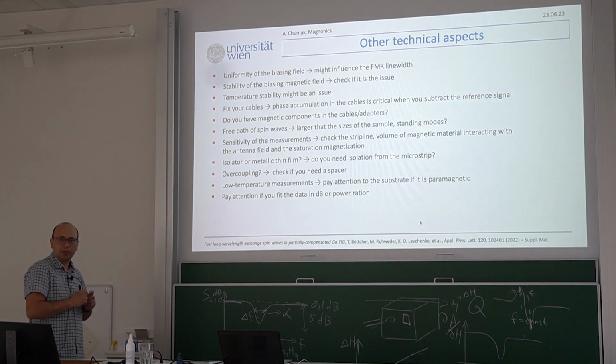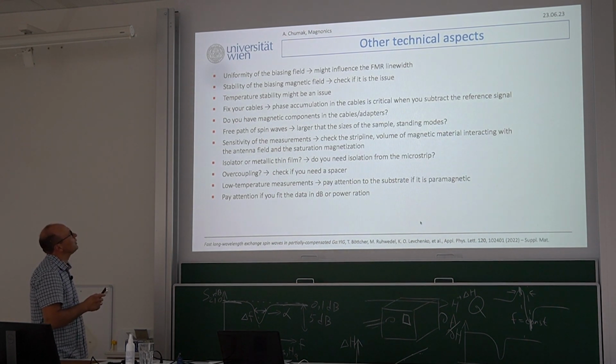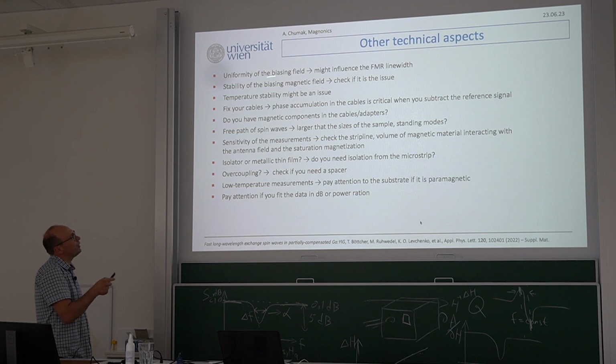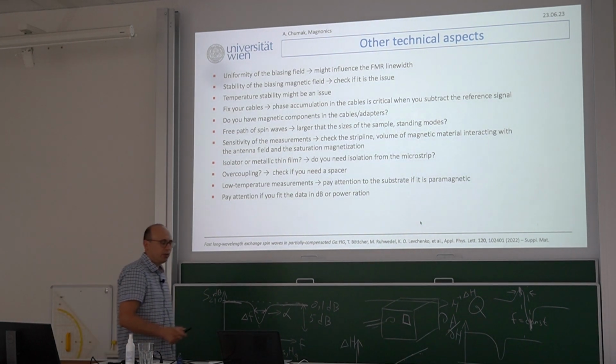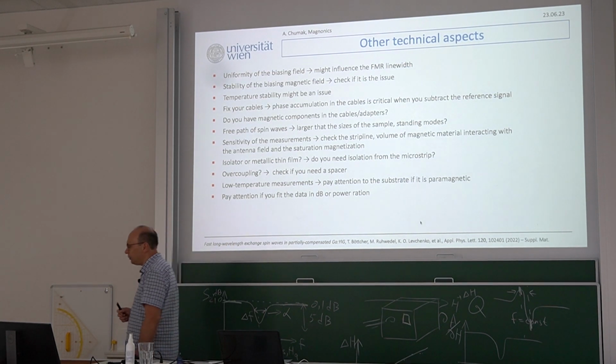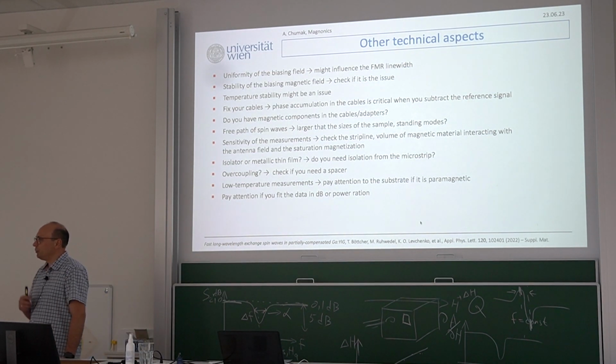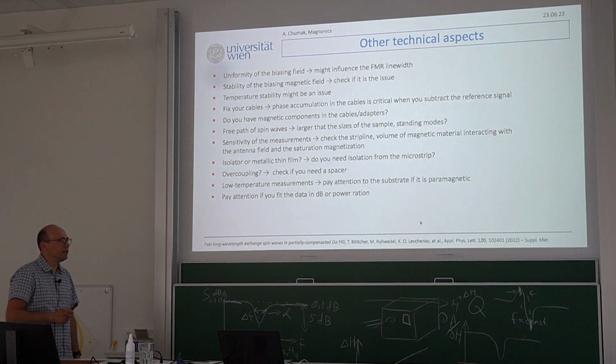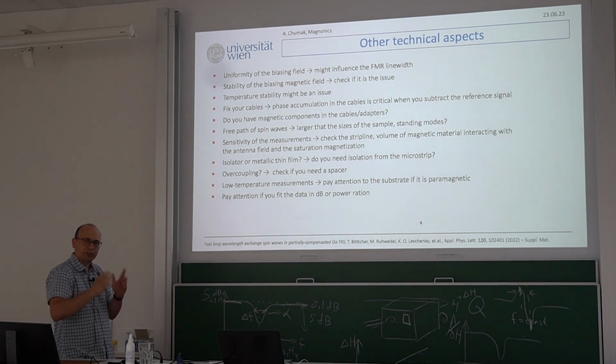And we will come here, among others, to what you asked, David. So, uniformity of the bias field: check if it's an issue or not. In one case, we performed special measurements, a special check, and we realized that really delta H, the non-uniformity of the field, changes the FMR line width.